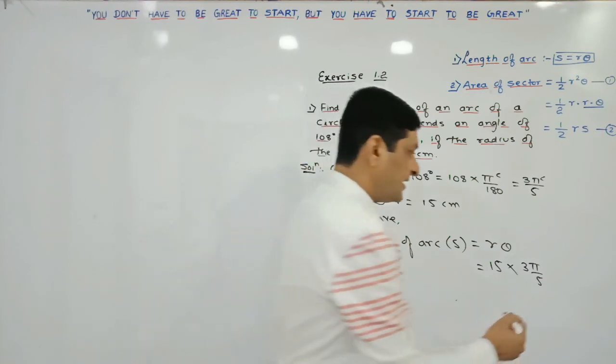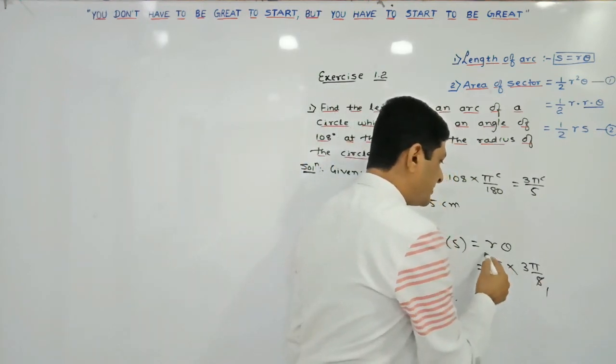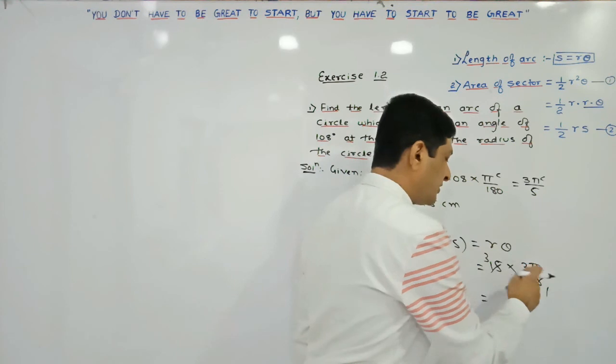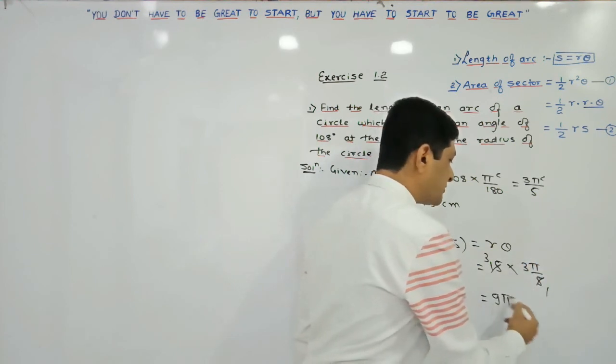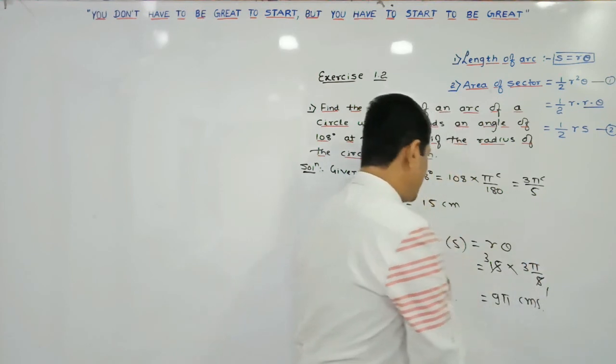Then simplified. So 5 1s are 5, 5 3s are 15. Which is equal to 3 into 3, that will be equal to 9 pi. So in this way we have got our length of arc.